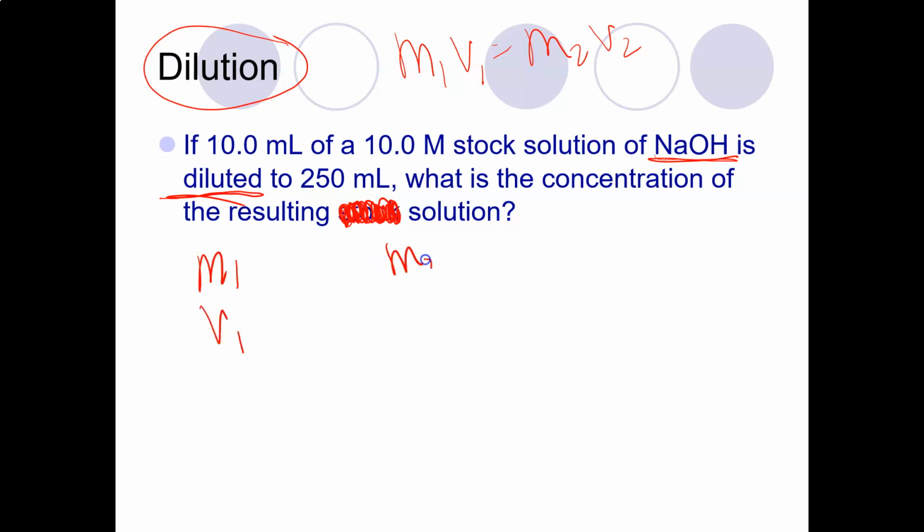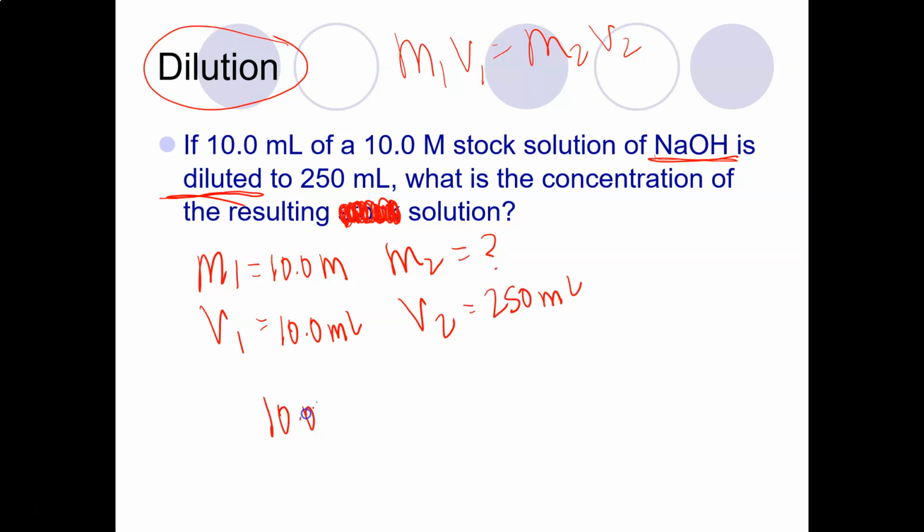M1V1, M2V2. So M1, well, we're only given 1 molarity, and it's called the stock solution, even though I know that was confusing because I said it twice. The V that goes with it is going to be 10.0 milliliters because it's 10.0 milliliters of 10.0 molarity. So those go together. We do not know the molarity that goes with 250 milliliters. So M1V1 equals M2, I don't know, V2.